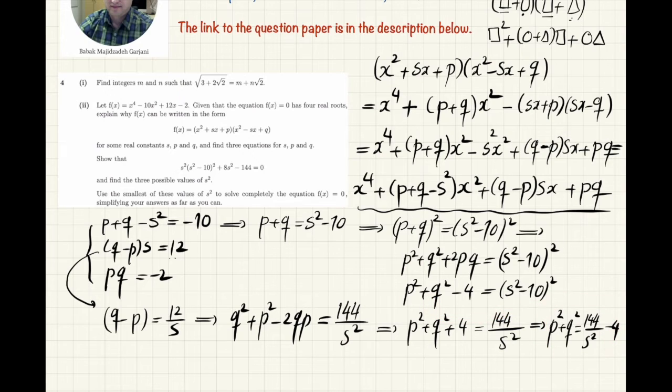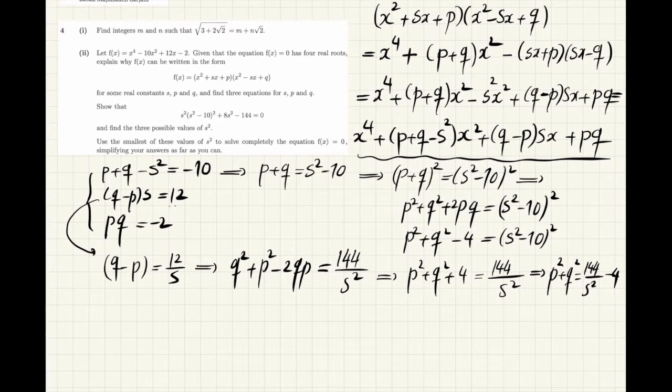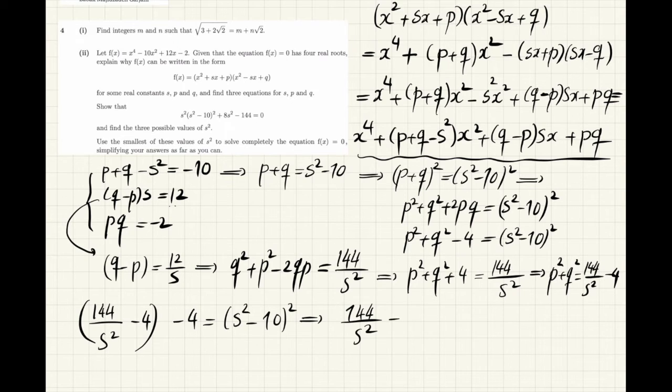And then finally I am actually done, because I can take this one with me and put it here. Then p and q are totally gone, and I will get an expression involving only s. So if I put that here, then it becomes 144 over s squared minus 4. So I replace this expression instead of this, but I have an extra minus 4 here. Minus 4 is equal to (s squared minus 10) to the 2. And then minus 4 minus 4 is minus 8. And on the right hand side I have (s squared minus 10) to the 2.